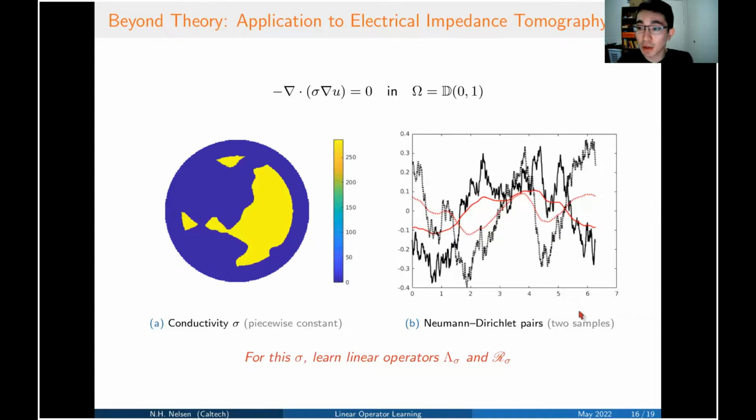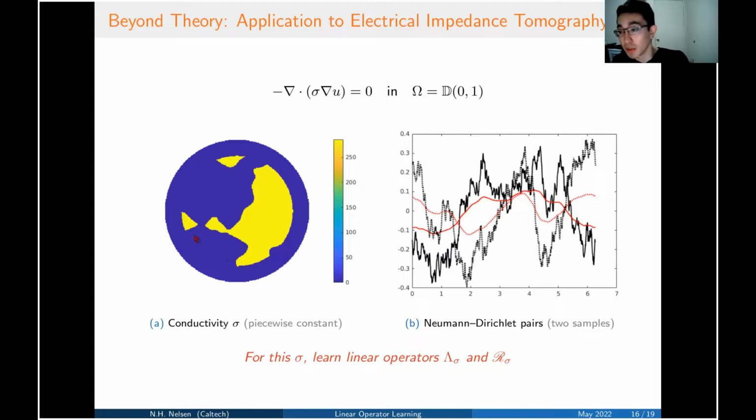Okay, so lastly, I'll go back to this EIT example, electrical impedance tomography example. So previously I showed that if the conductivity was radial, then our theory would apply and we can apply the same stuff. But real conductivities aren't radial. So here's a model of a piecewise constant conductivity field.